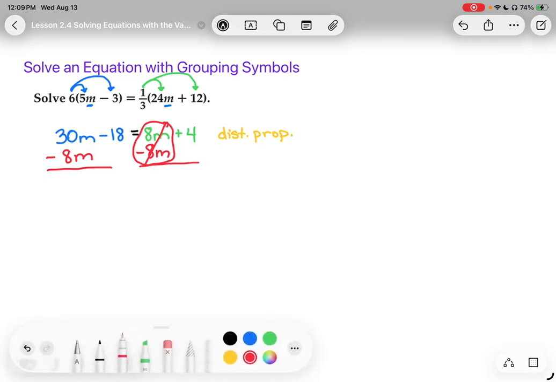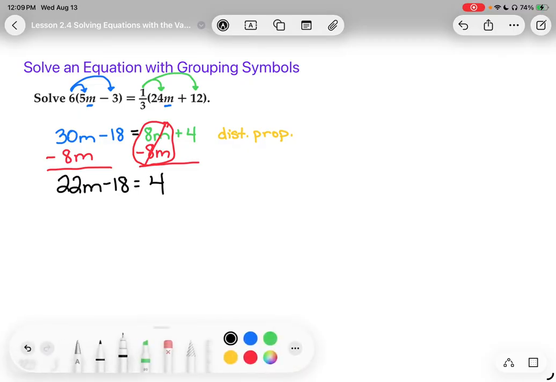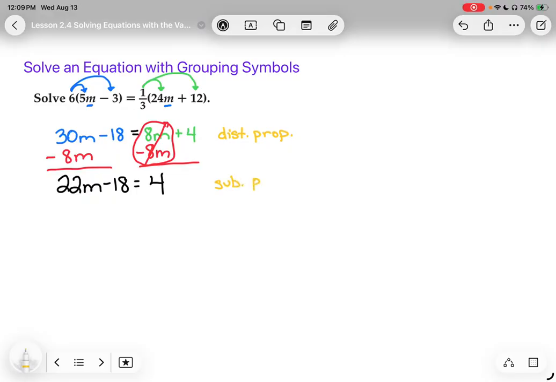So the 8m's cancel on the right side, and on the left side, we'll be left with 30 minus 8, which is 22. So 22m. We'll bring down our minus 18. And on the right side, we have 4. And when we subtract something on both sides of the equal sign, this is the subtraction property of equality.